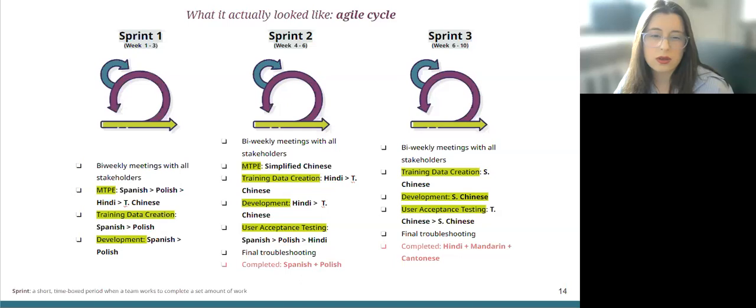We started with MTP, having the 4 languages being done, and Spanish was the most urgent one, and that's the language that kicked off first. But if you can follow the bullet points, you can actually see how Spanish and Polish got into development first, and then that was followed by Hindi, then simplified Chinese, and eventually traditional Chinese, going through each different phase of the process. And we first finished Spanish and Polish, and then Hindi, Mandarin, and Cantonese as well.